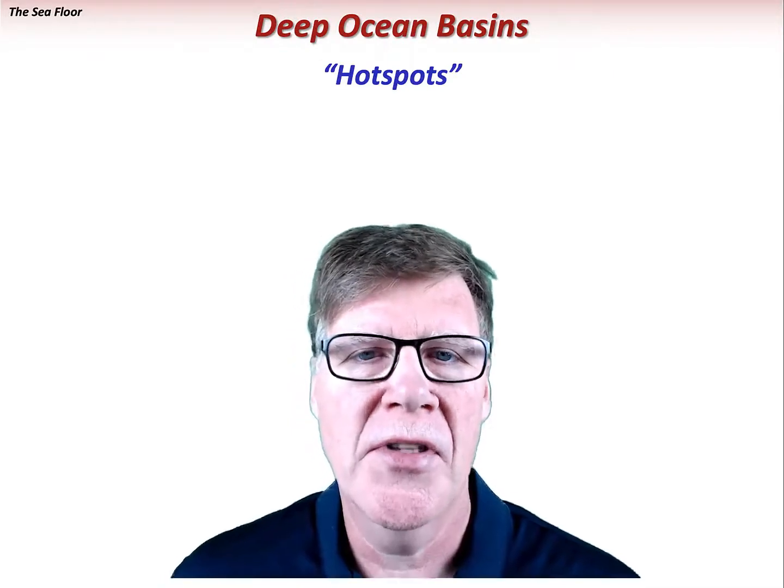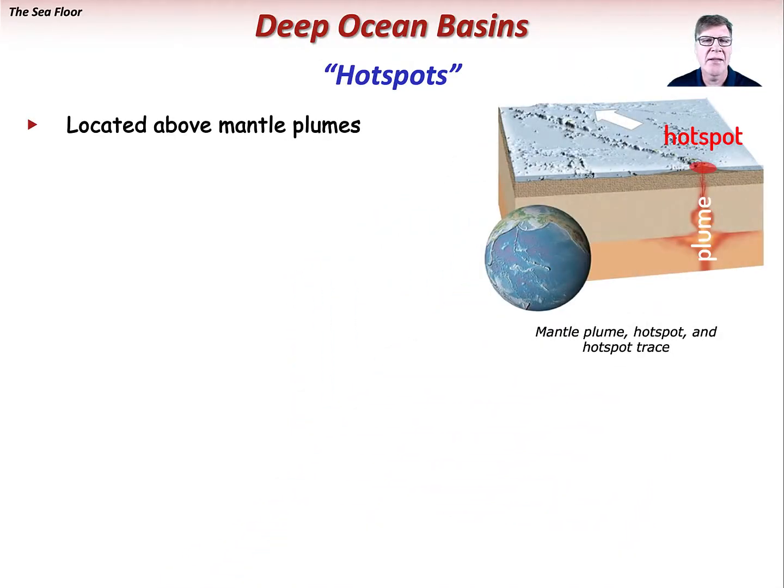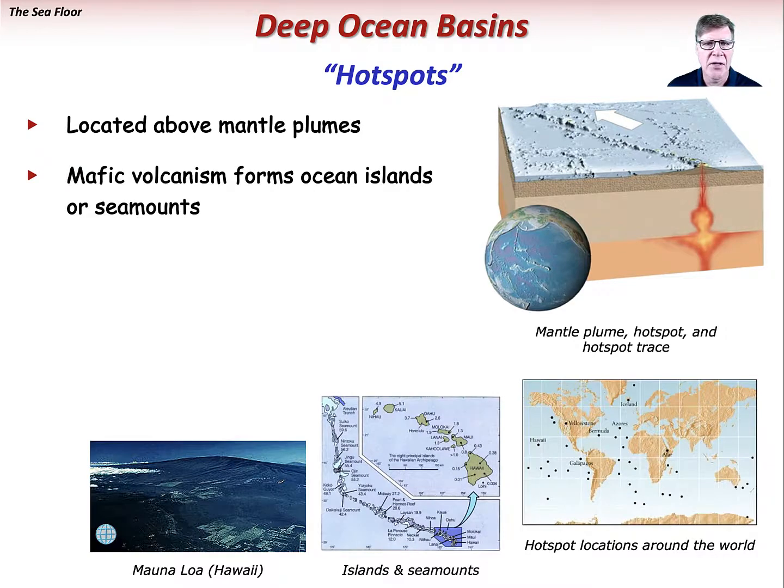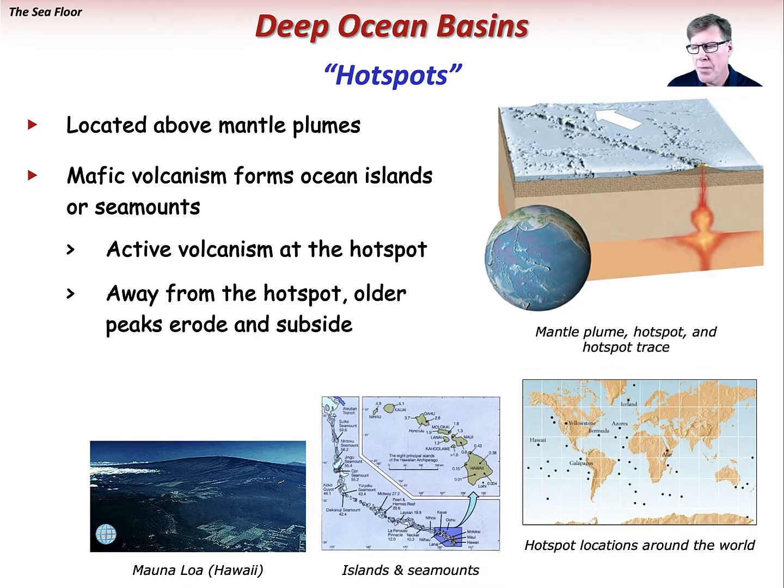Hotspots are those areas located directly above an active mantle plume. Decompression melting in the upper part of the mantle plume produces mafic magmas and volcanism that form volcanoes on the seafloor, both as ocean islands and seamounts. Most active volcanism occurs at the hotspot. Away from the hotspot, older peaks erode and subside.